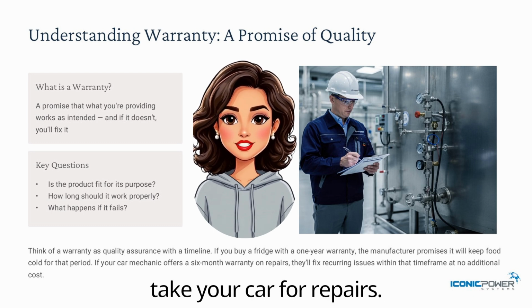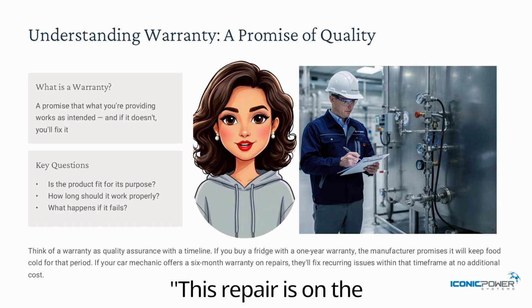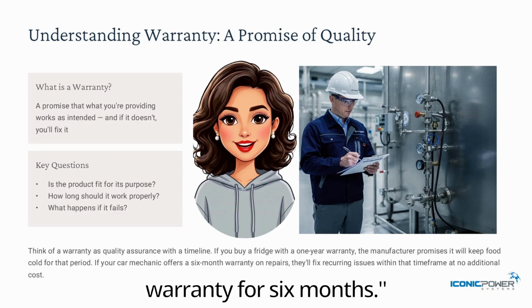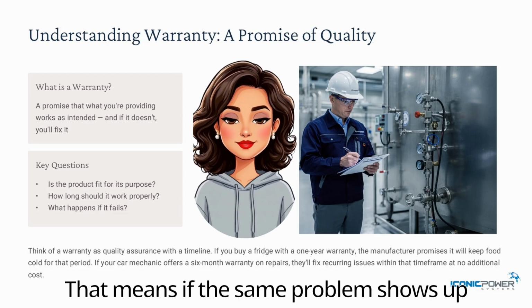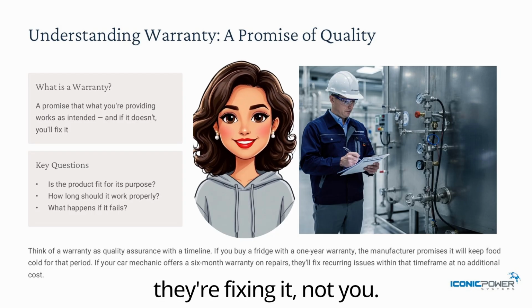Another example, you take your car for repairs. The mechanic might say, this repair is under warranty for 6 months. That means if the same problem shows up again during that time, they're fixing it, not you.